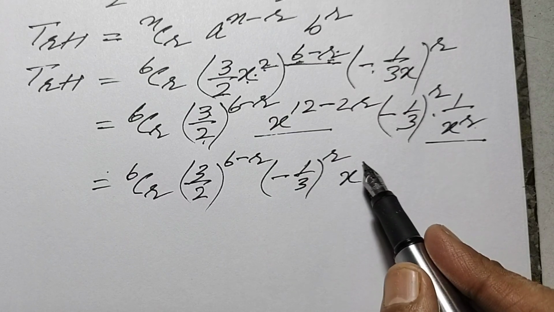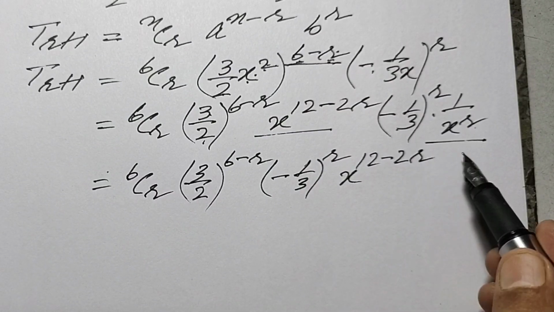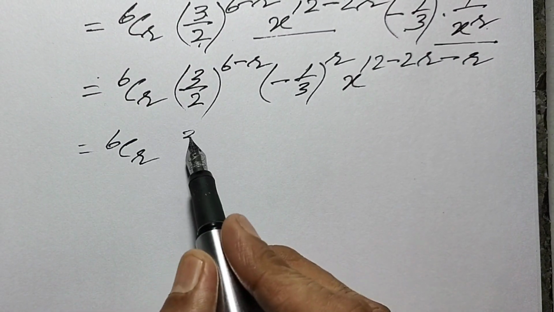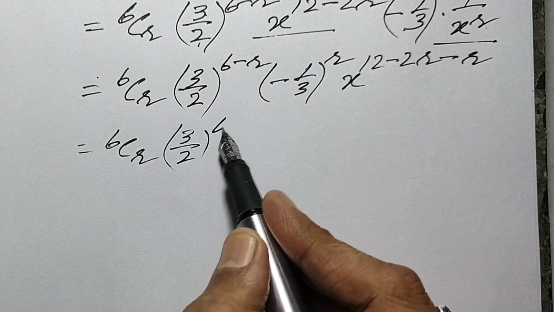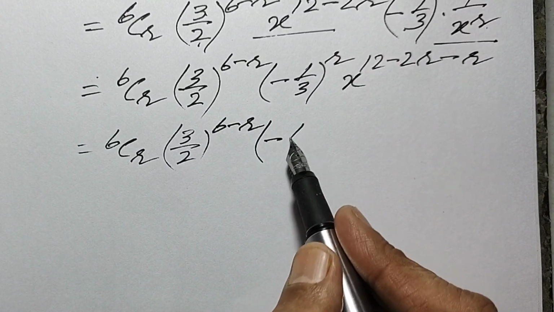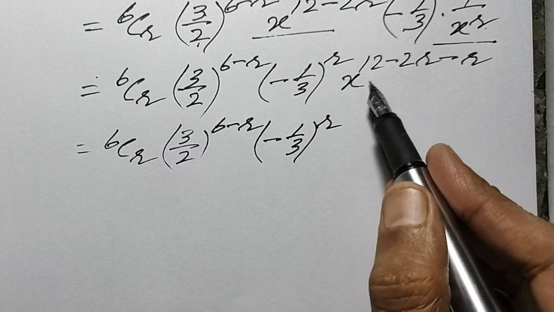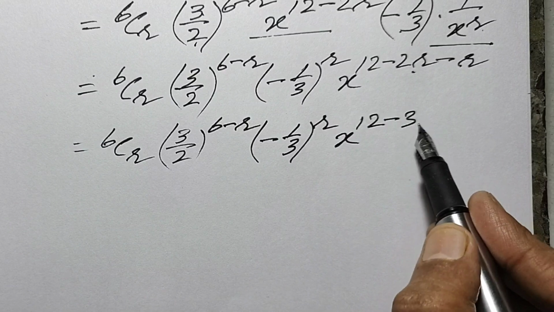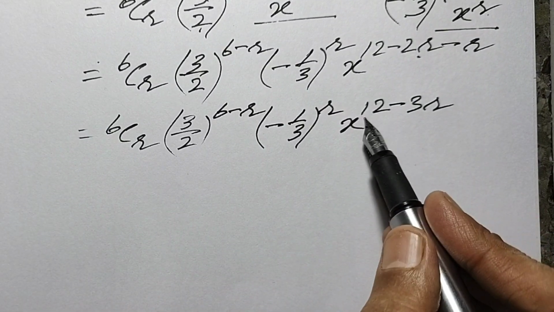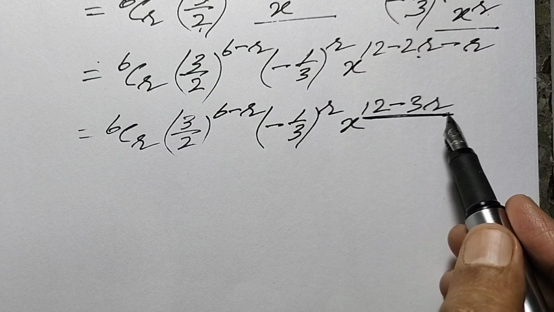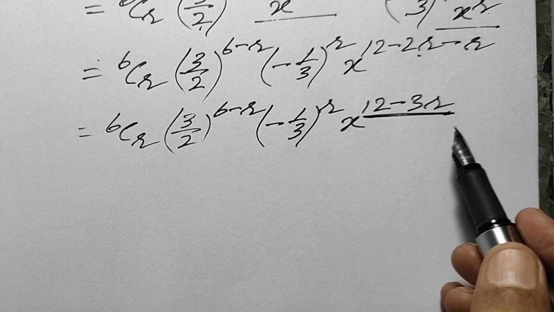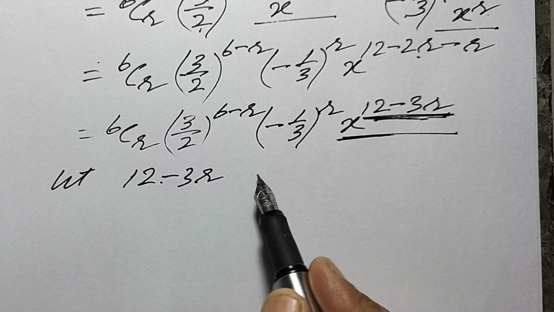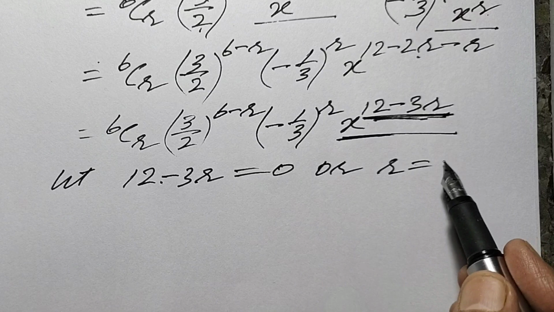So we have x raised to the power 12 minus 2r minus r. Finally, we have 6Cr (3/2)^(6−r) (−1/3)^r, and x raised to the power 12 minus 2r minus r means minus 3r. Now we have to equate the power of x to 0 because we need to find a term independent of x. So let 12 minus 3r be equal to 0, or r is equal to 4.